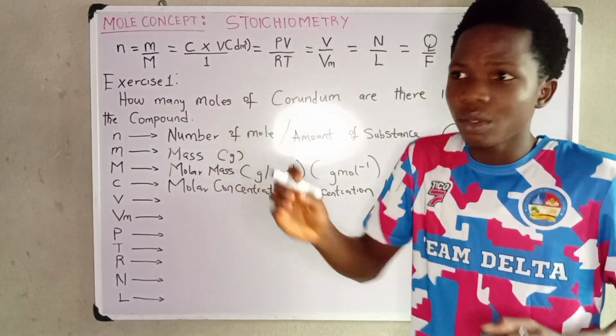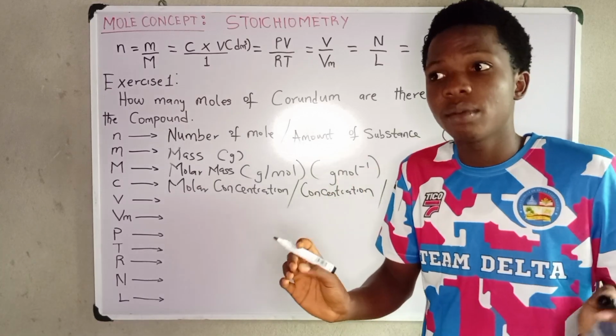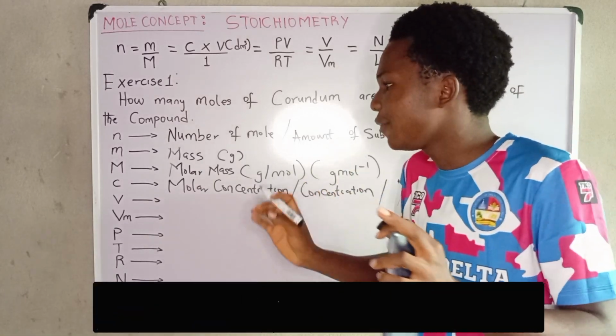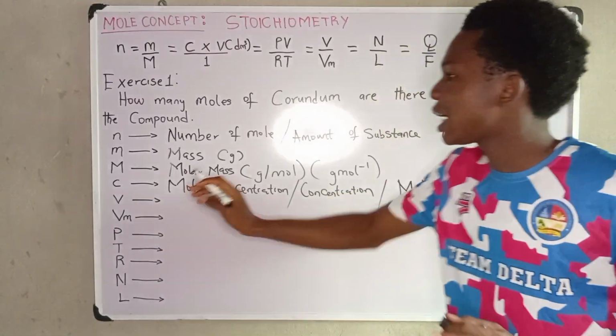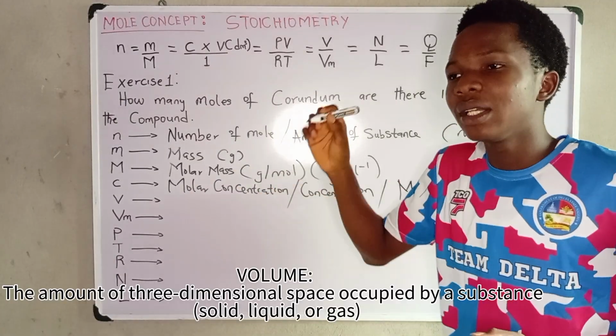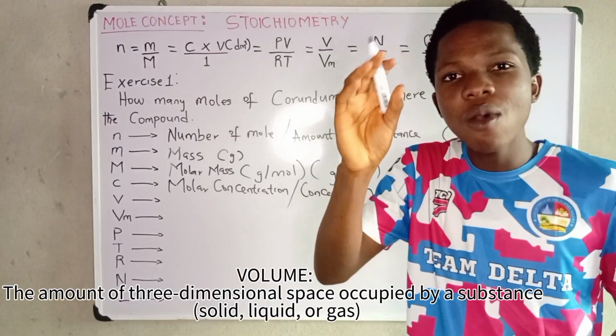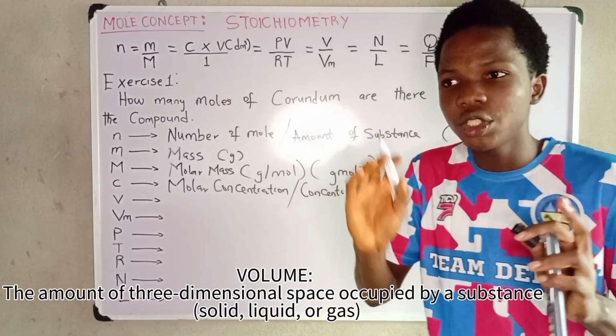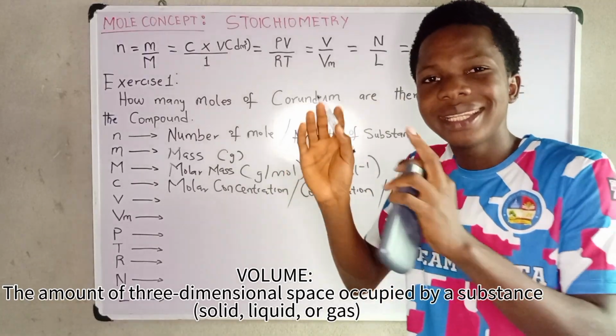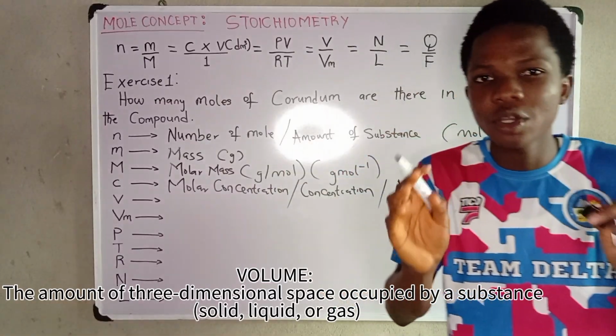What is volume? I know we basically know what volume is, but now I'm going to give you a standard definition of volume, pressure, and temperature. Now, pay attention. Volume is the three-dimensional space occupied by a substance. It's just simple. Volume is the three-dimensional space occupied by a substance.